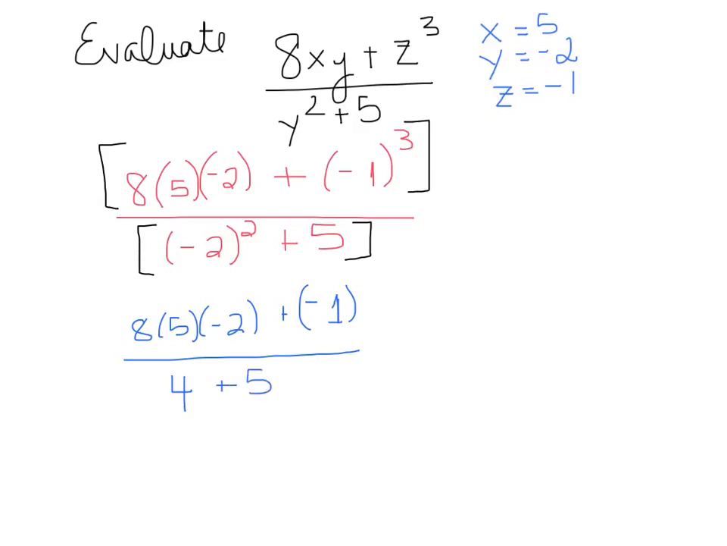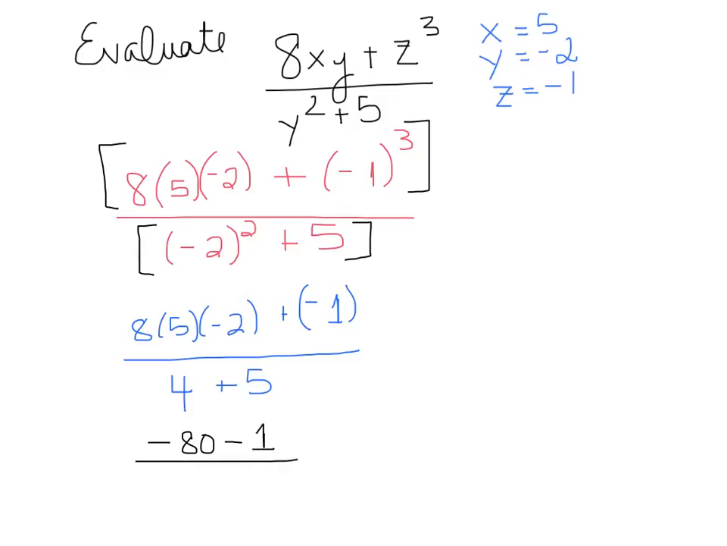Alright, so let's go to the next step. And let's see, PEMDAS: parentheses, exponents, multiplication and division. I don't have any division, so that really doesn't happen, but it would have been interesting. Let's go left to right. 8 times 5 is 40. 40 times a -2 is a -80. And then plus a negative number is the same as subtracting a positive number.